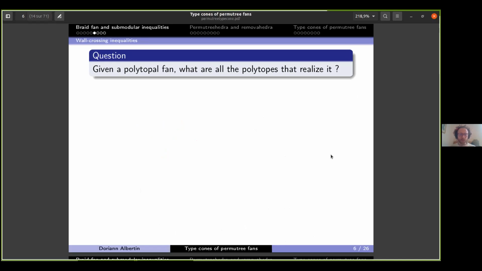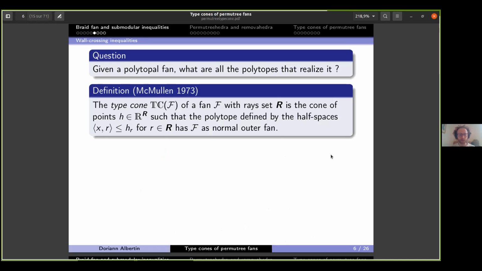Now, the question is, once you get a fan that can be realized, a polytopic fan, what are all the polytopes that realize it? And the first step to answering this question is the definition of McMullen in '73 of the type cone. The type cone will basically be the formalization of this question. The type cone of a fan is morally all the polytopes that realize this fan.